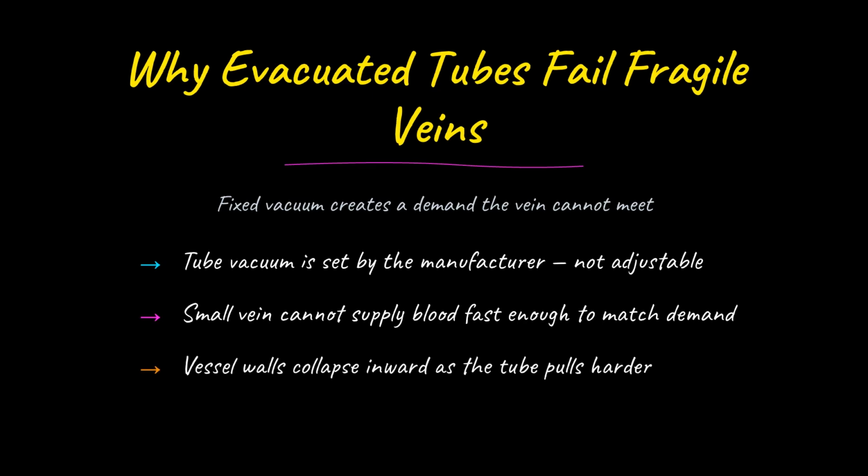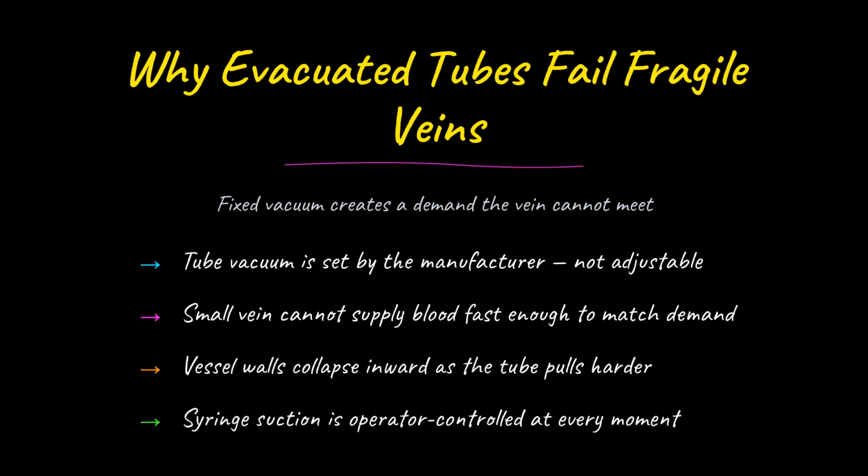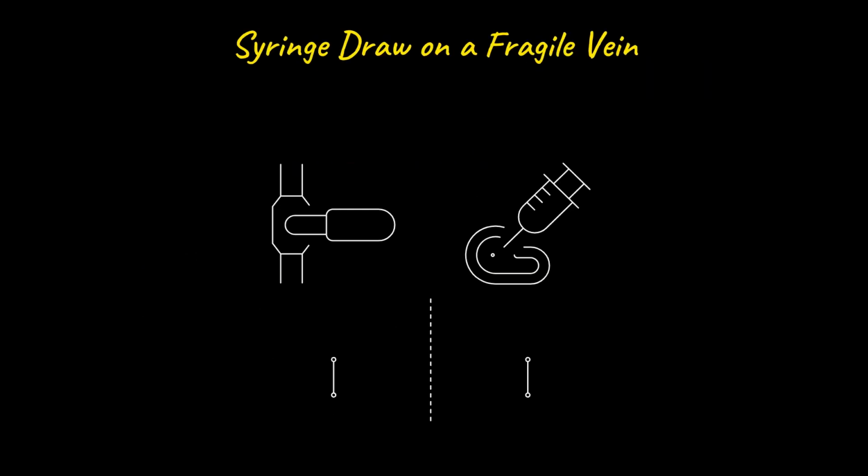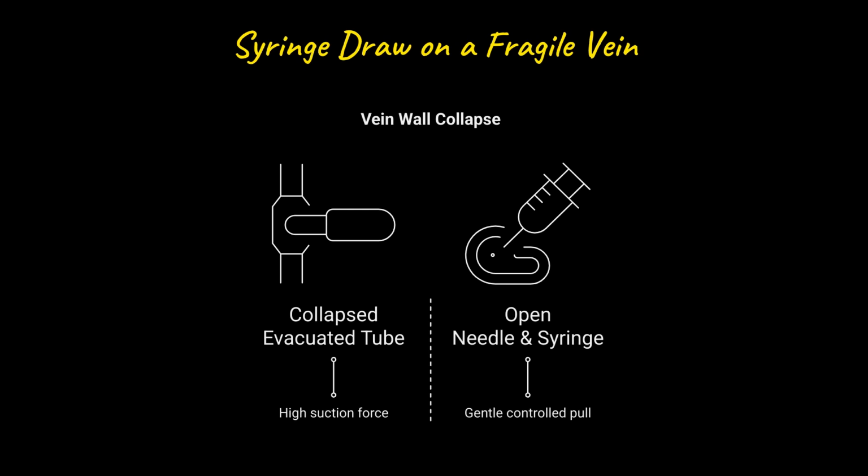A syringe, by contrast, generates only the suction the operator chooses, and the operator can pause, slow, or reverse at any time. Visually, the difference is straightforward. Under fixed tube vacuum, the vein wall is pulled inward and the lumen closes off. With a syringe, the operator controls exactly how much negative pressure is applied, keeping the lumen open throughout the draw.